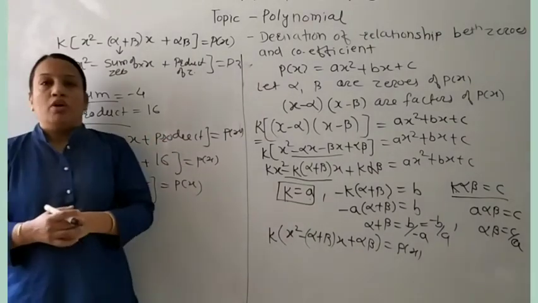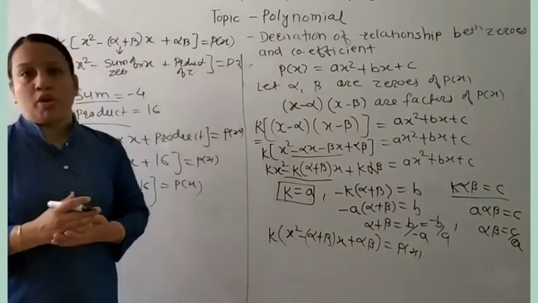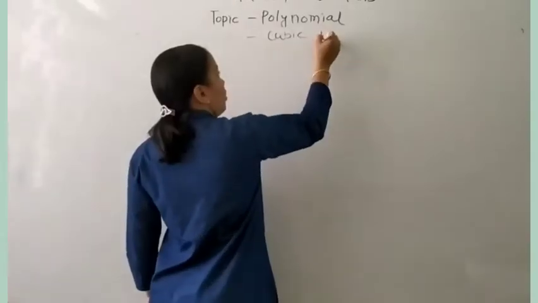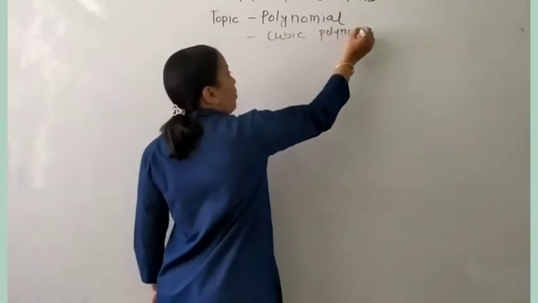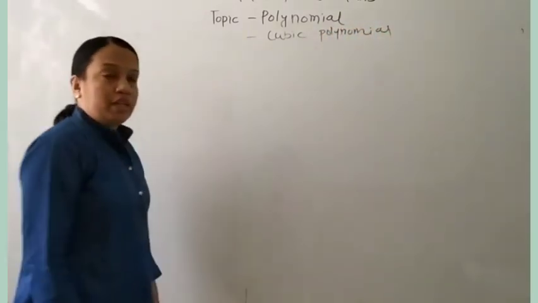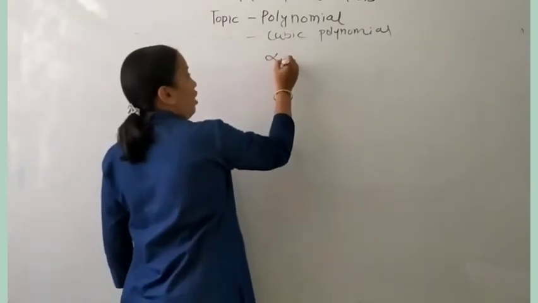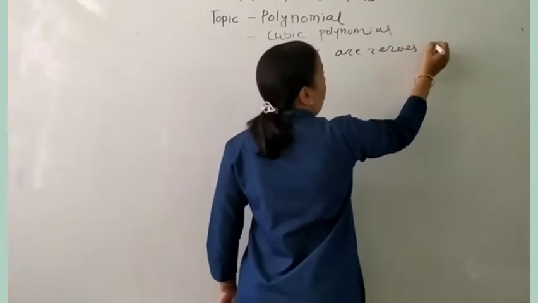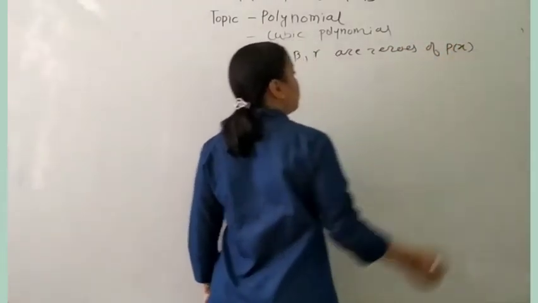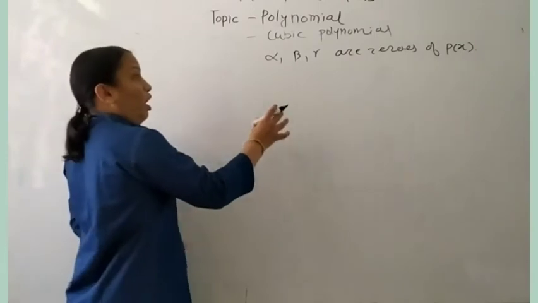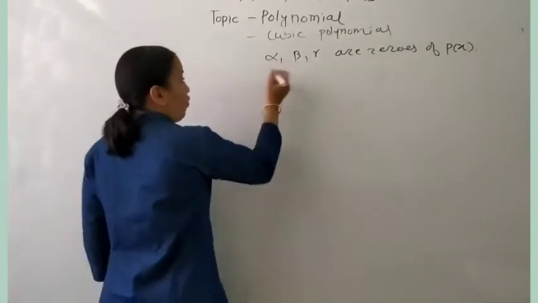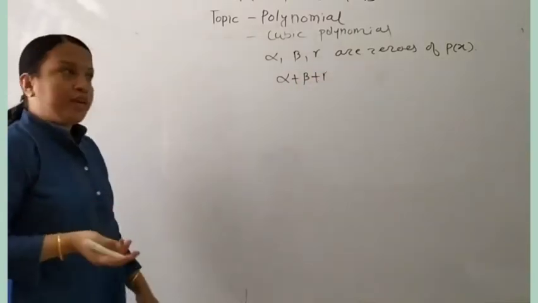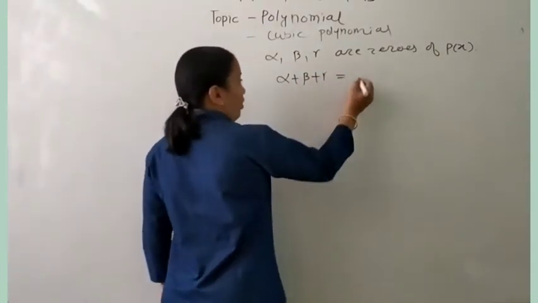Now we will see how to write directly cubic polynomial if zeros are given. Let's see. Cubic polynomial. How to find the cubic polynomial if zeros are given? Let then alpha, beta and this gamma are zeros of cubic polynomial p of x. Then how to write direct p of x? Now first of all do the sum alpha, beta and gamma. Again derivation is there but no need to find.